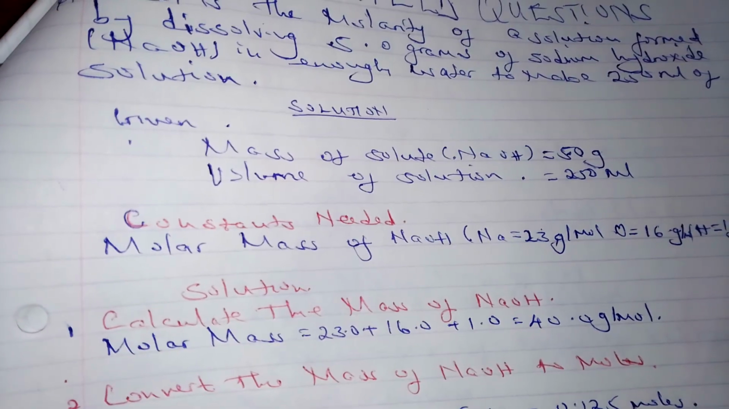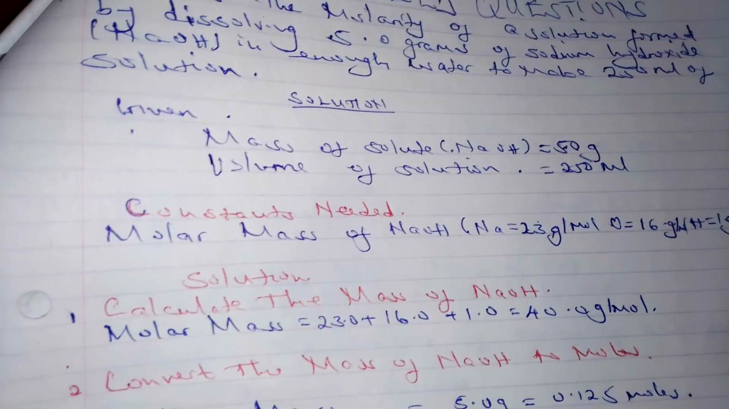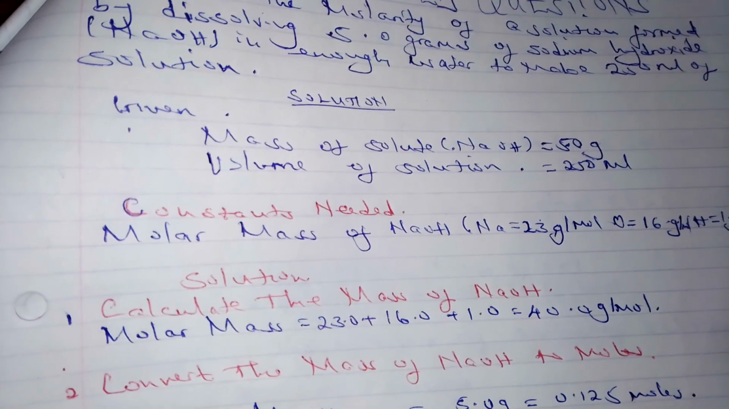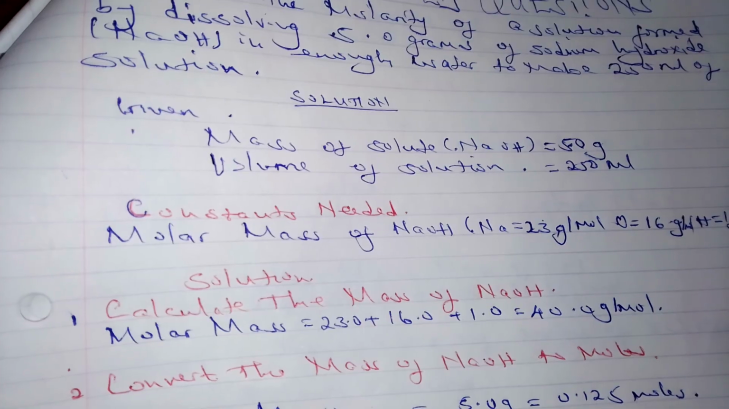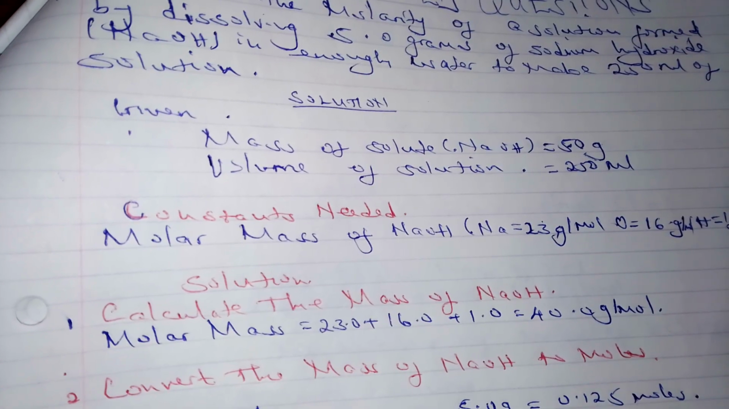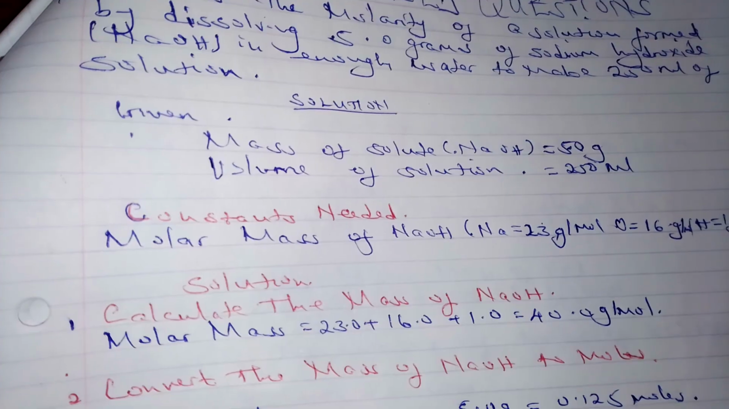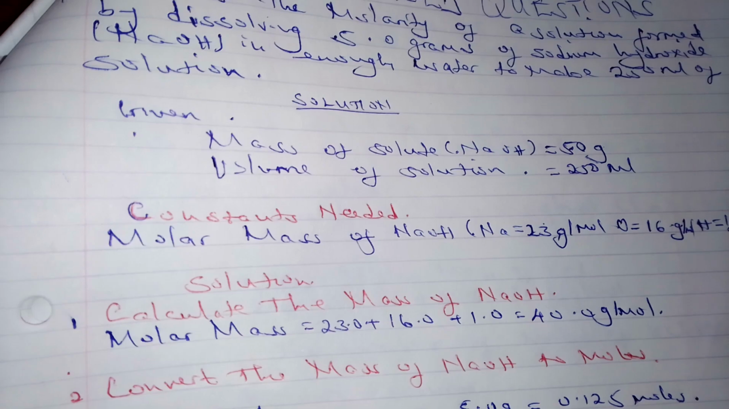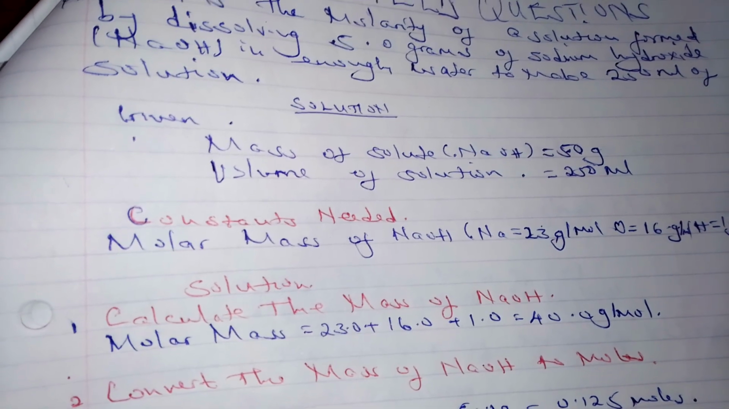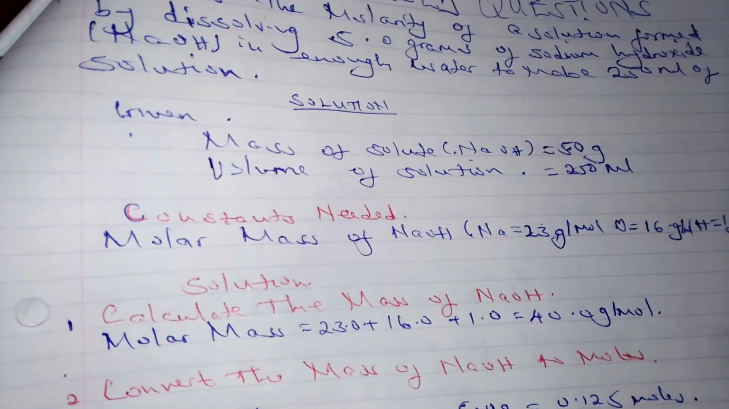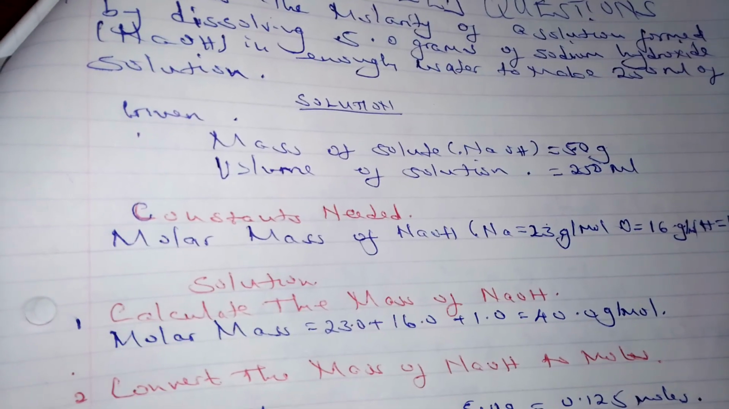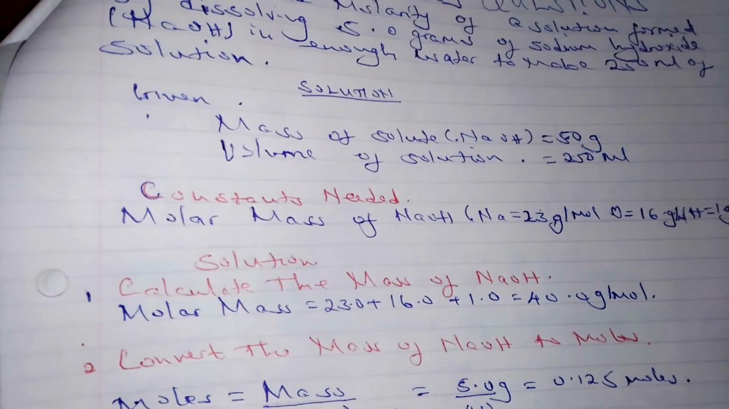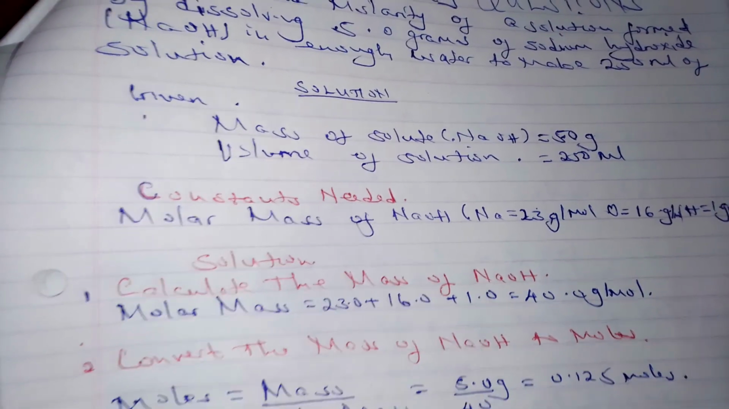So now the real solution, this is how it's supposed to be approached. First of all, you are supposed to calculate the molar mass of sodium hydroxide, whereby molar mass equals 23, the relative atomic mass of sodium, plus 16, the relative atomic mass of oxygen, plus 1, the relative atomic mass of hydrogen, which totals 40 grams. After you have calculated the molar mass of sodium hydroxide, the second step is to convert the mass of sodium hydroxide into moles.